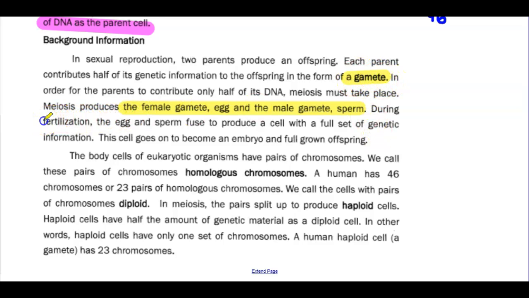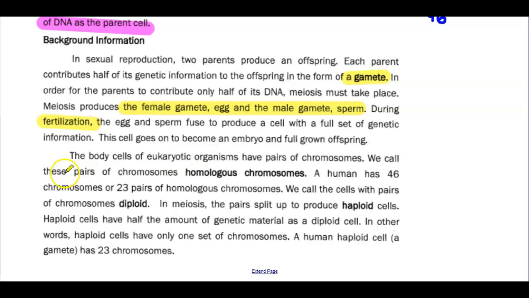During fertilization, so that's when the egg and the sperm come together, they fuse or melt together, and they make one cell with a full set of genetic info, and then that cell will grow and divide, it'll become an embryo, and eventually be born and fully grow into a baby. Okay, so that's all with the picture I just drew. That's kind of the words to go with the picture.